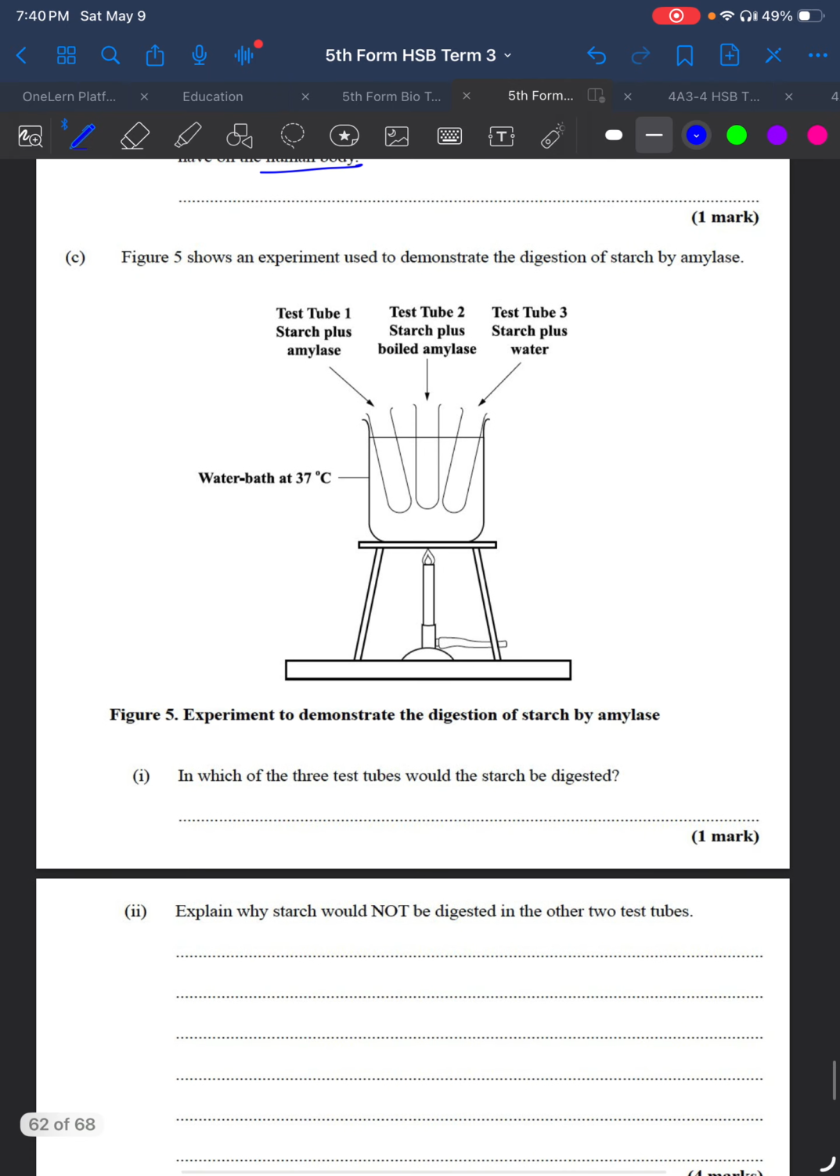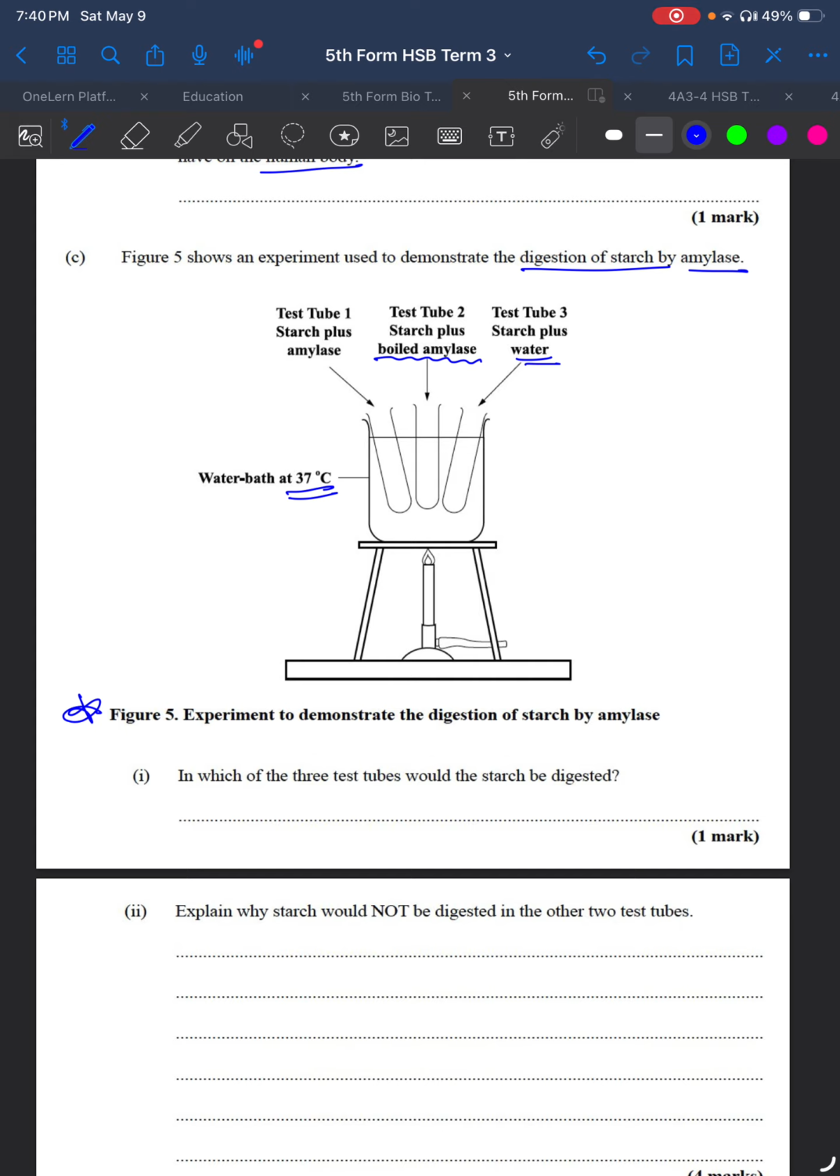Next question. Figure 5 shows an experiment used to demonstrate the digestion of starch by amylase. Again, observe your diagram. It's showing a water bath at 37 degrees. It has 3 test tubes. Test tube 1 has starch plus amylase. Test tube 2 has starch plus boiled amylase. And test tube 3 has starch plus just water. Now, what do you think is going to happen here?